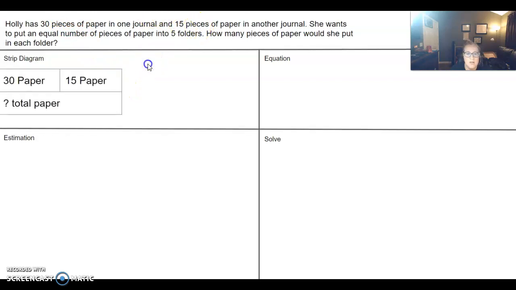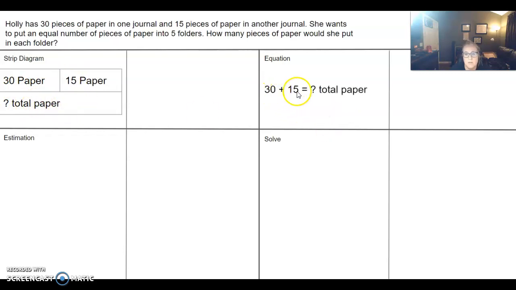So my strip diagram is going to look something like this. 30 pieces of paper in one journal, 15 pieces of paper in another journal, and I'm trying to figure out how much paper she has. My equation is going to be 30 plus 15 equals our total number of pieces of paper. Now my second step is I'm going to figure out how many pieces she has, and I'm going to put an equal number of each pieces into 5 folders.